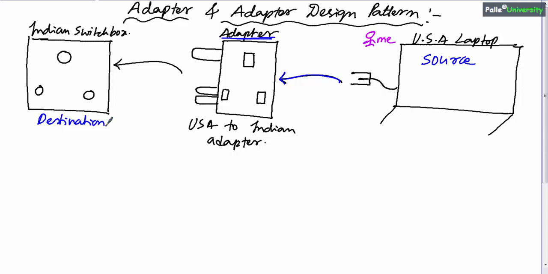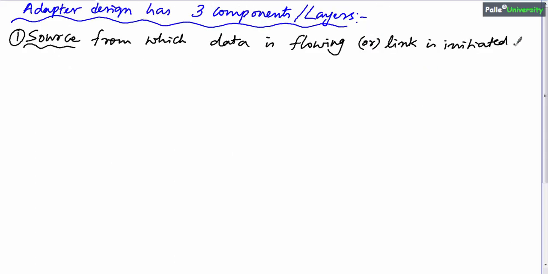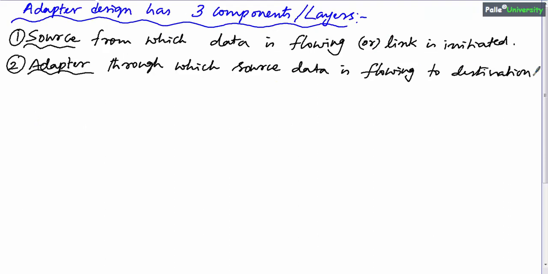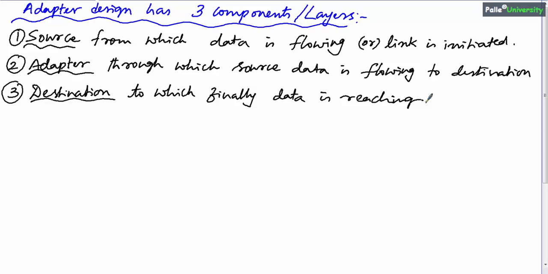In this example, source is USA laptop and destination is Indian switch box. Let me write those 3 points here. That is first component source, second component is adapter through which source data is flowing to destination, and finally last component is destination to which finally data is reaching.